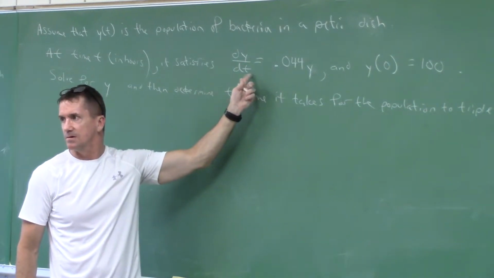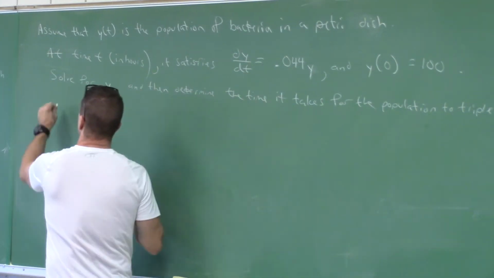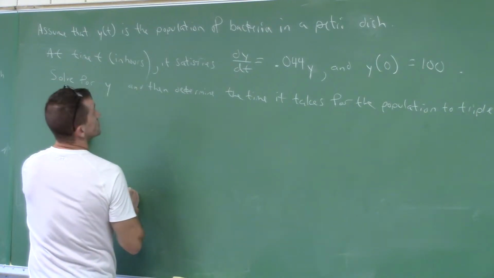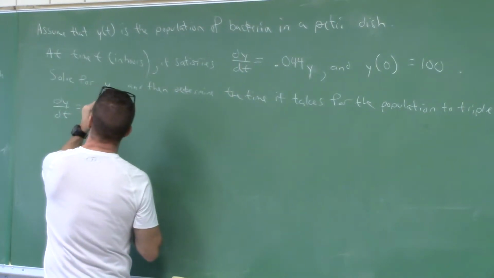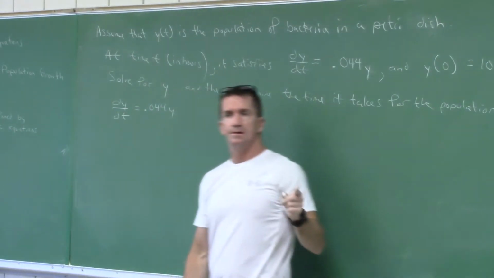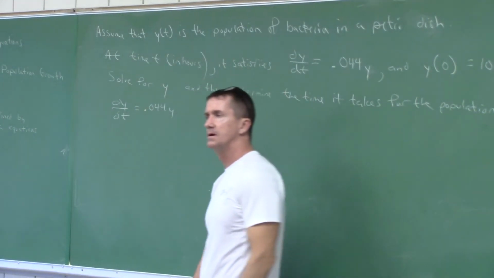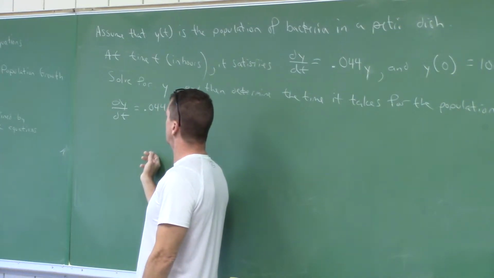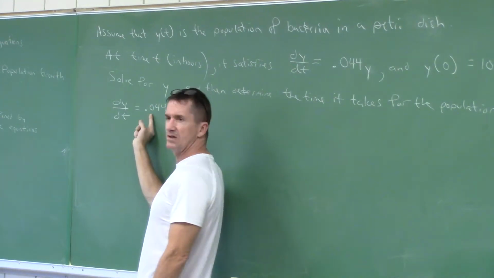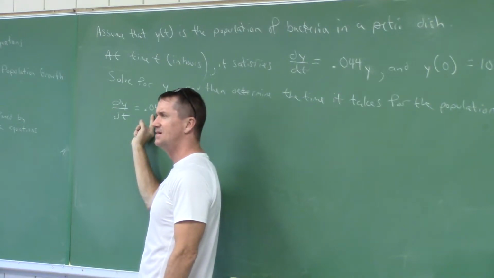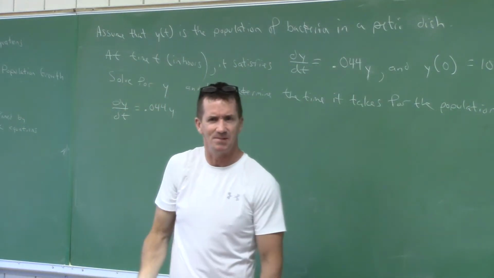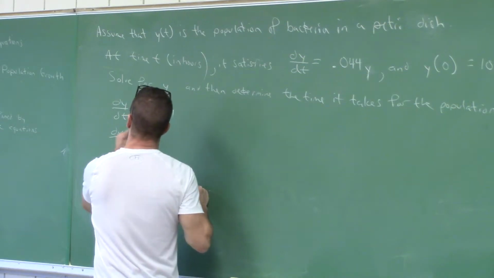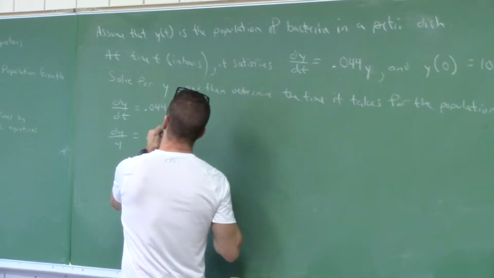You ready to roll with that one? What's that turn into? dy/dt equals 0.044y. Help me get that to a y. Can you separate it? Do you want to leave the 0.044 up on the right? I do. You've noticed I like to leave the constants up on the right side. So I'll just divide that, what? dy over y equals 0.044 times dt. Perfect.